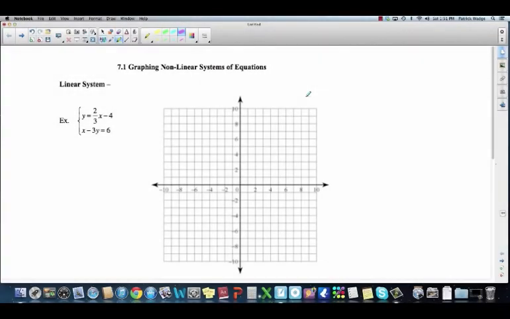Chapter 7 is on systems of equations, and hopefully that sounds somewhat familiar because we talked about systems of equations last year. Do you remember what a system of equations is? A system of equations is when two or more equations are considered together.